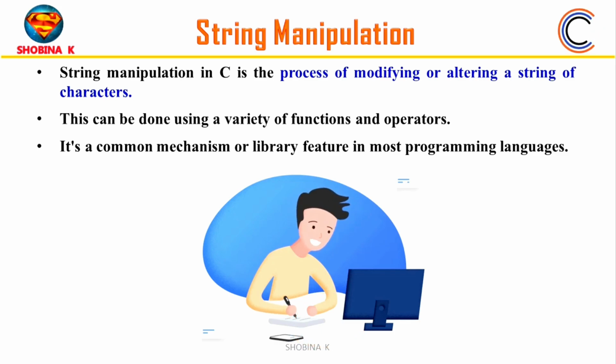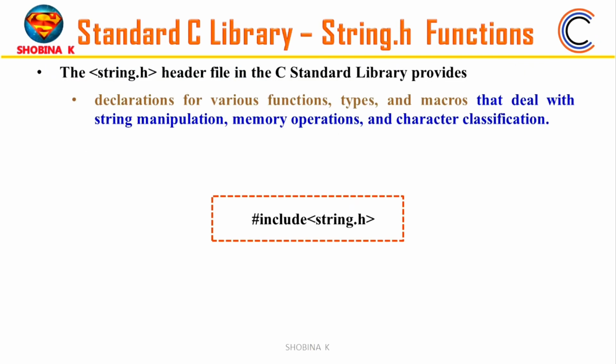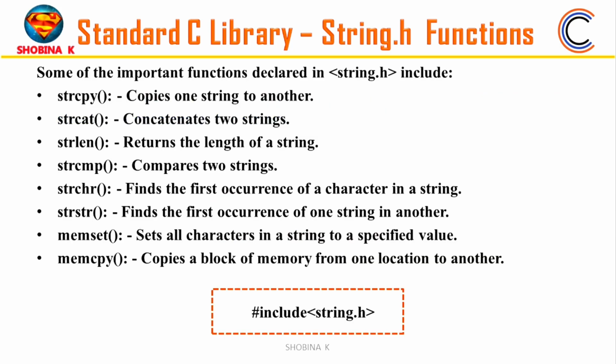The string manipulation functions such as strcpy, strcat, strcmp facilitate various tasks like converting case, removing white space, finding characters, splitting strings, and many more. The string.h header file provides declarations for various functions, types, and macros that deal with string manipulation, memory operation, and character classification. And here are some important functions declared in the string.h header file. And these functions can be used to perform a variety of operations on strings.